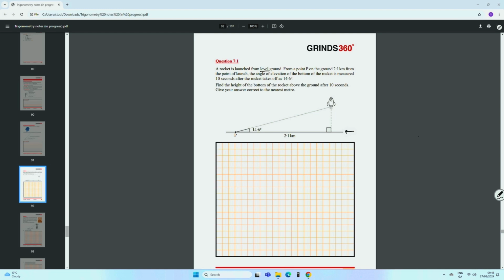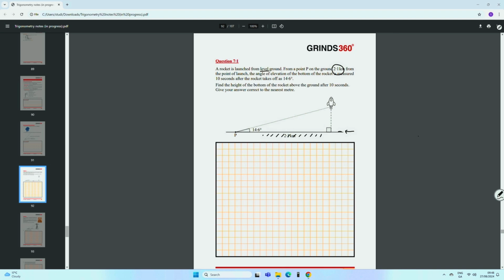Okay, from a point P on the ground at 2.1 kilometers from the point of launch. So we've got the line down here at the bottom. This line here is 2.1 kilometers. That's filled in the diagram anyway. It says the angle of elevation at the bottom of the rocket is measured 10 seconds after the rocket takes off as 14.6 degrees.